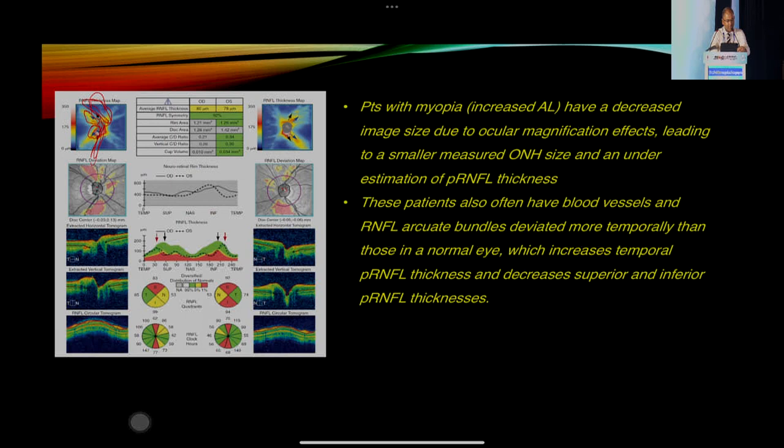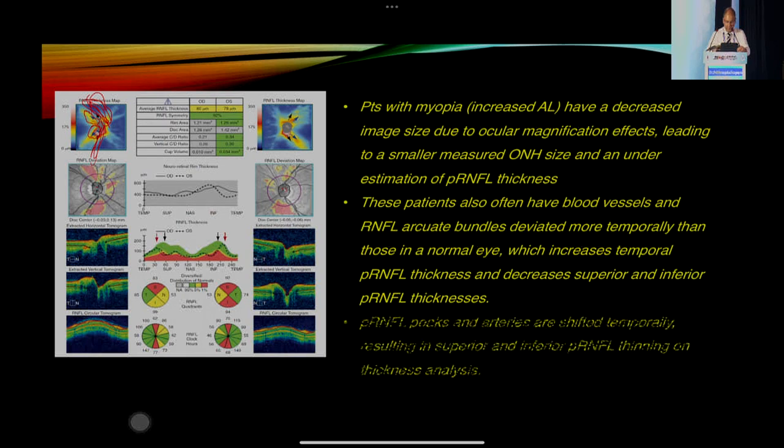This is where the RNFL bundle should have been, but they have been deviated temporally. As a result, there is an increase in the temporal RNFL thickness and, consequently, a decrease in the superior and inferior thicknesses.